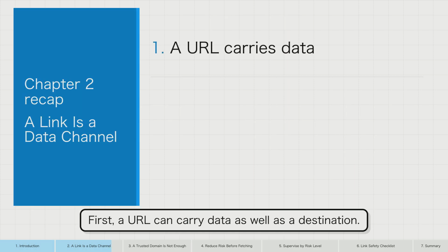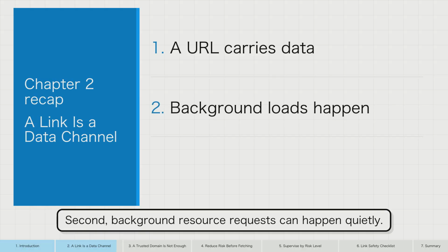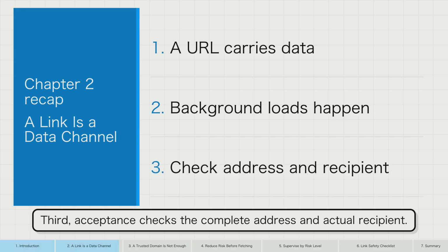Chapter Recap. First, a URL can carry data as well as a destination. Second, background resource requests can happen quietly. Third, acceptance checks the complete address and actual recipient.